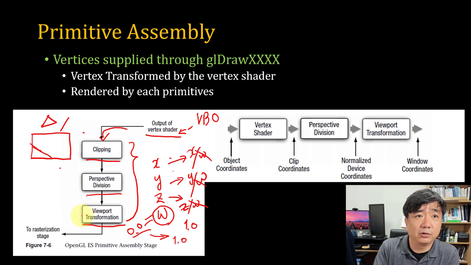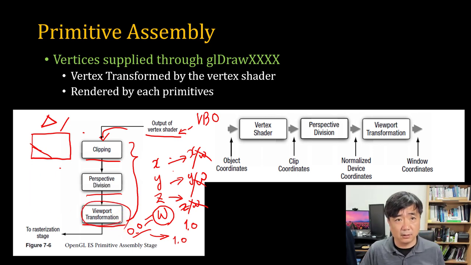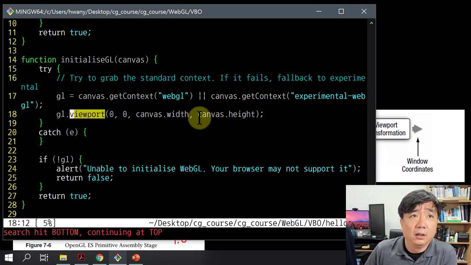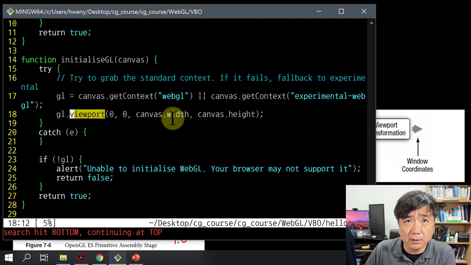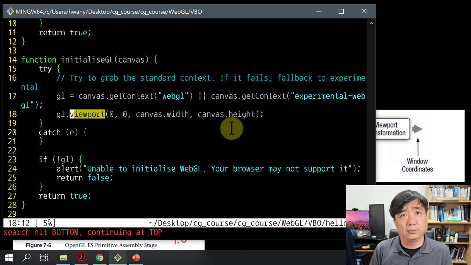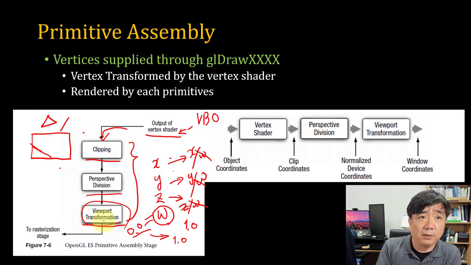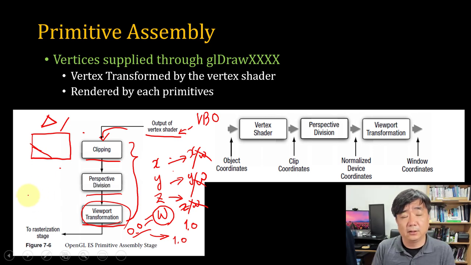Then viewport transformation. Viewport transformation is where we set a viewport in our code. Let's check it. Okay. In our code, where's the viewport? Search viewport. Yeah, there is viewport. It means 0, 0, the canvas width, canvas height. Yeah, it is a kind of defining the drawing area. So with this value, it changes the coordinate system. So with the viewport, all values should be changed into viewport coordinates or normalized coordinates. So sometimes it is scaled up, sometimes scaled down.